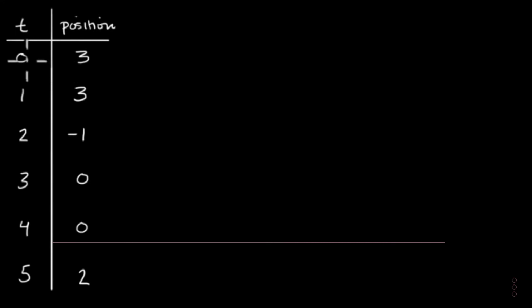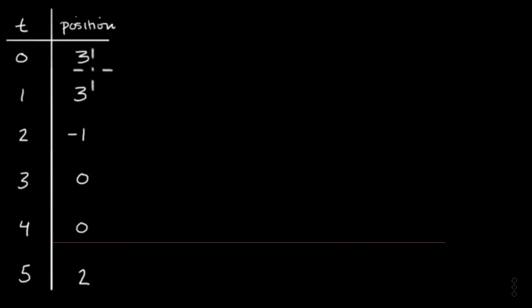So at time 0, we're at 3. After 1 second, we are still at 3. After 2 seconds, we're at -1. Then after 3 seconds, we're at 0. After 4 seconds, we're at 0. Still at 0. After 5 seconds, we are at 2, maybe 2 meters. Now, this is somewhat useful, but it's a little bit difficult to visualize.